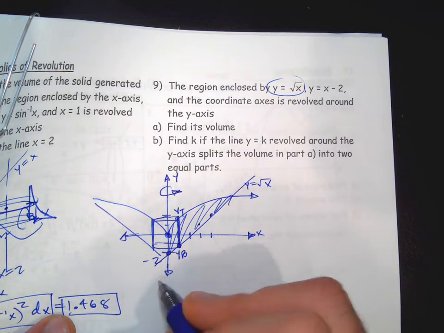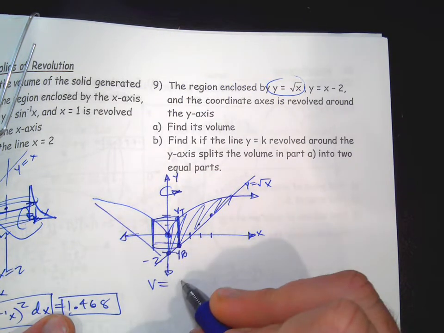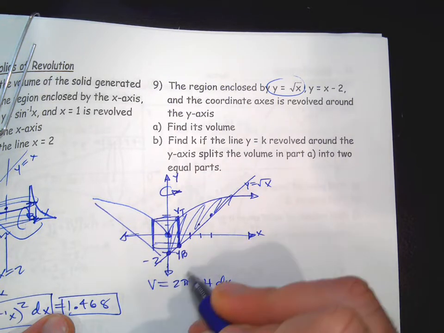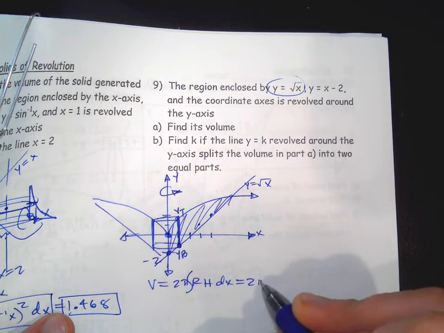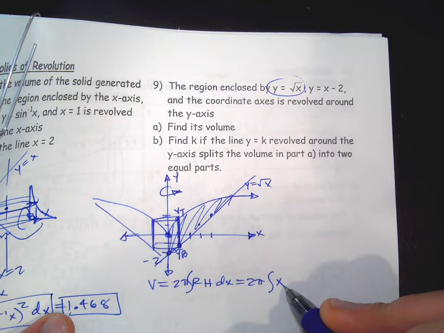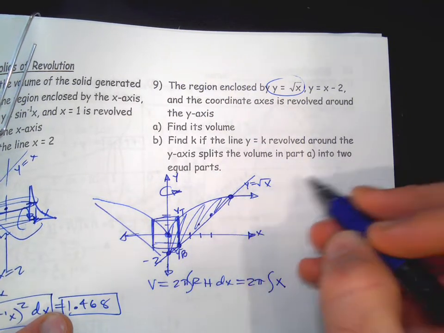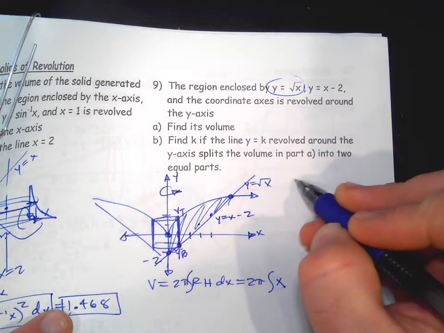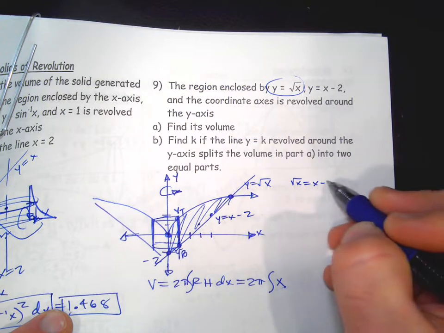So if we're going to find the volume, it's going to be 2 pi r h dx. So it's going to be 2 pi. The radius is whatever x value we're at. We got to find the intersection of these, which might be easier just to do by hand, set them equal to each other.